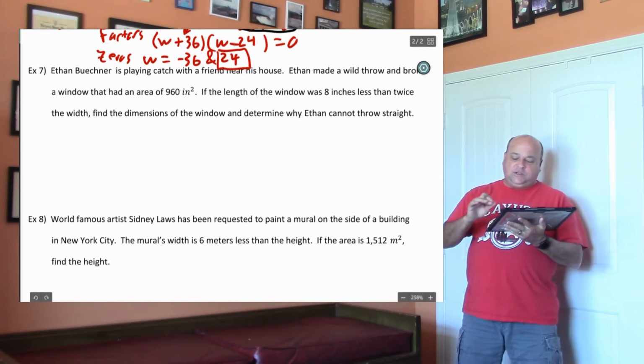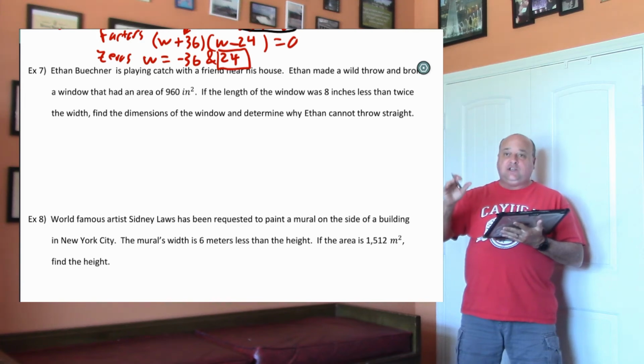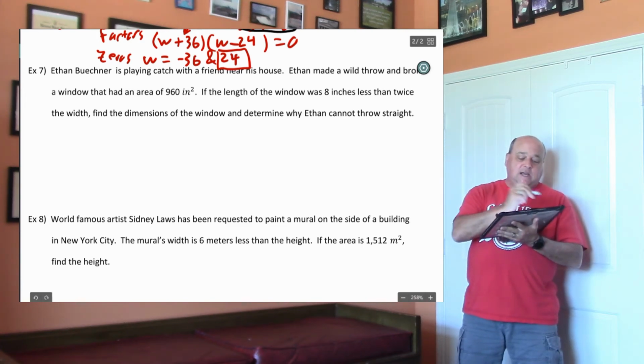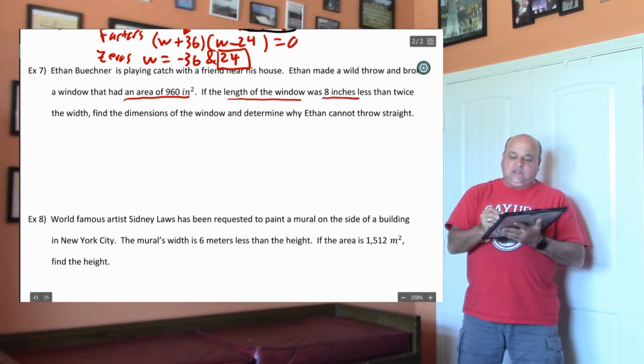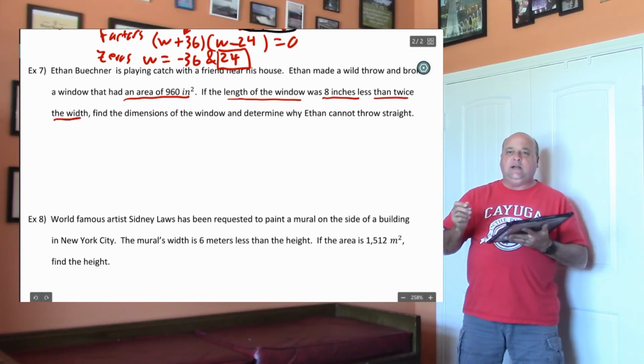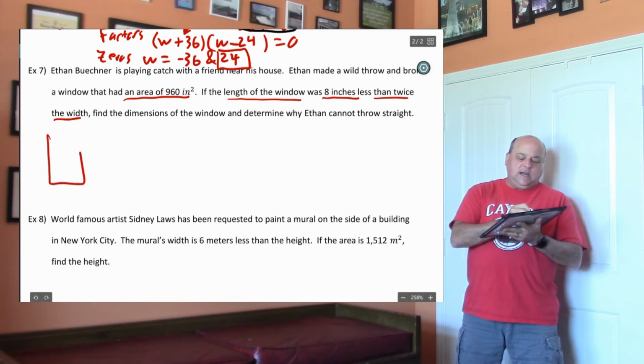Let's set up number 7. I'm going to set these next two up and let you solve them because this is kind of tricky. Okay, Ethan made a wall and broke the window. The length of the window right here. Okay, the window had an area of 960. The length of the window is 8 inches less than twice the width. That's kind of tricky. So let's write this down.